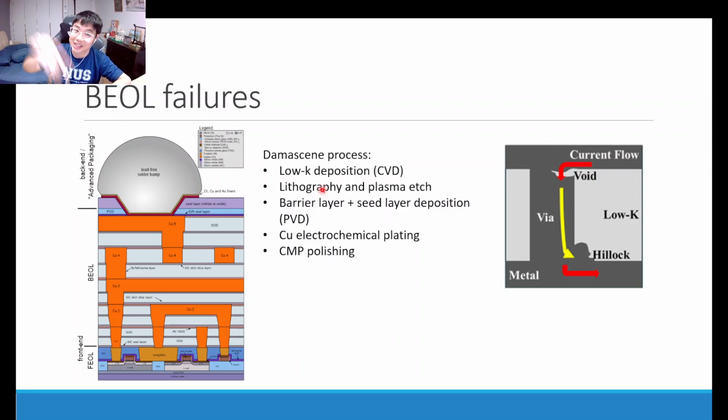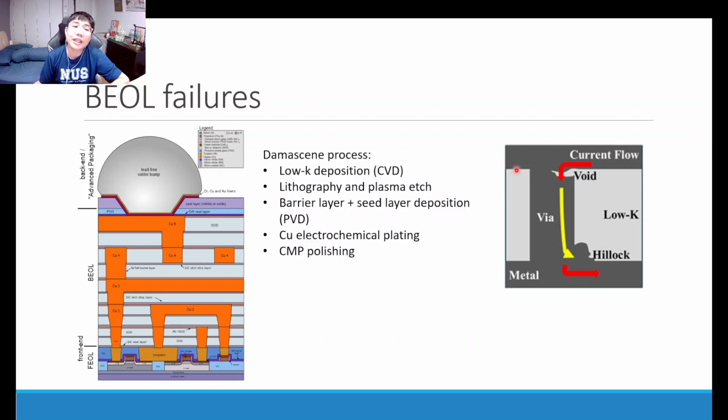Copper metal cannot be directly filled in. First, a barrier layer, usually of titanium nitride or tantalum nitride, is deposited, followed by a seed layer of copper to make it conductive for the electroplating of copper. This is normally done using PVD, physical vapor deposition. Then after that, you can do electrochemical plating of the copper in an electrochemical bath. After that, the surface will of course not be even, so we need to use a CMP to polish the surface down to make sure it's flat.